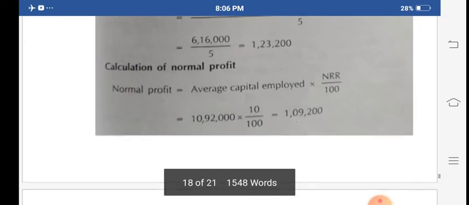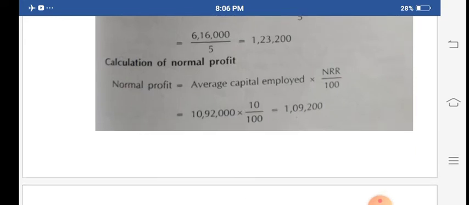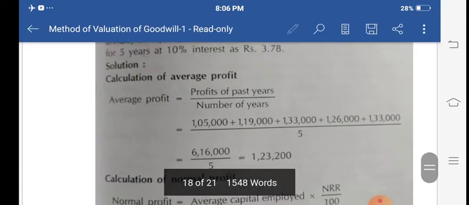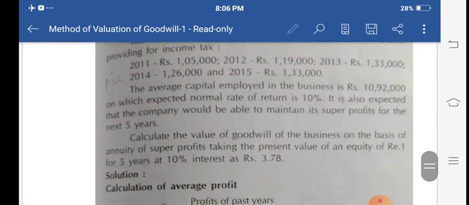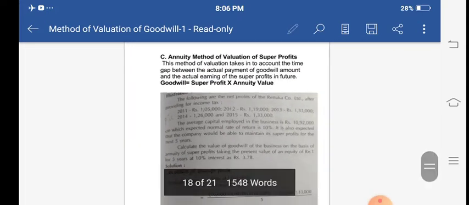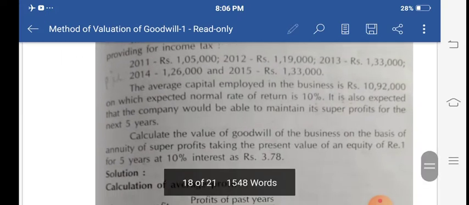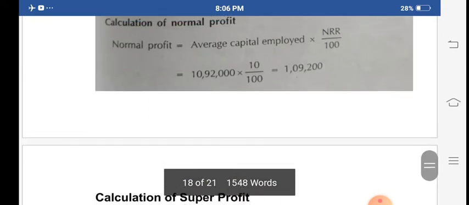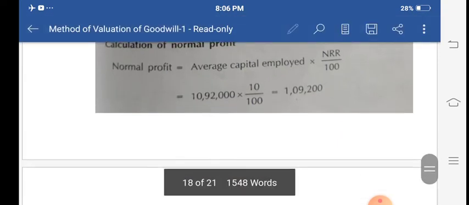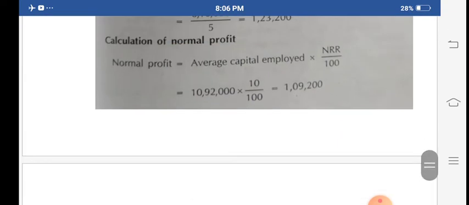So now first of all calculate the normal profit. Average capital employed into normal rate of return divided by 100. In this problem the average capital employed is given as rupees 10,92,000, and the normal rate of return is given as 10%. So 10,92,000 into 10 divided by 100 is 1,09,200. It is nothing but the normal profits.